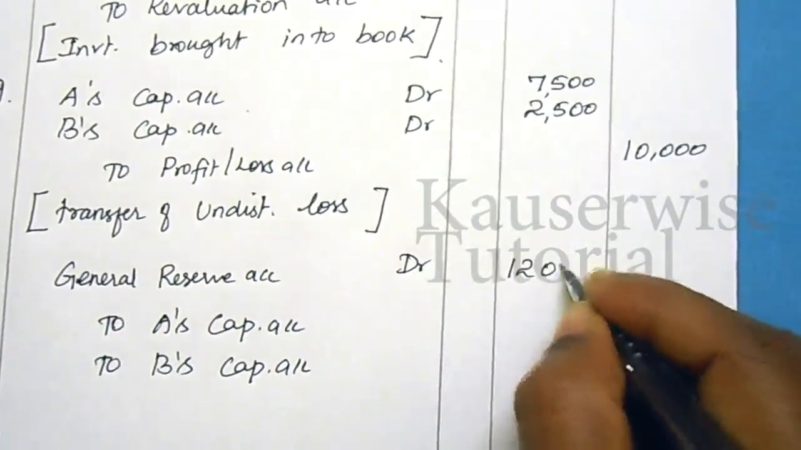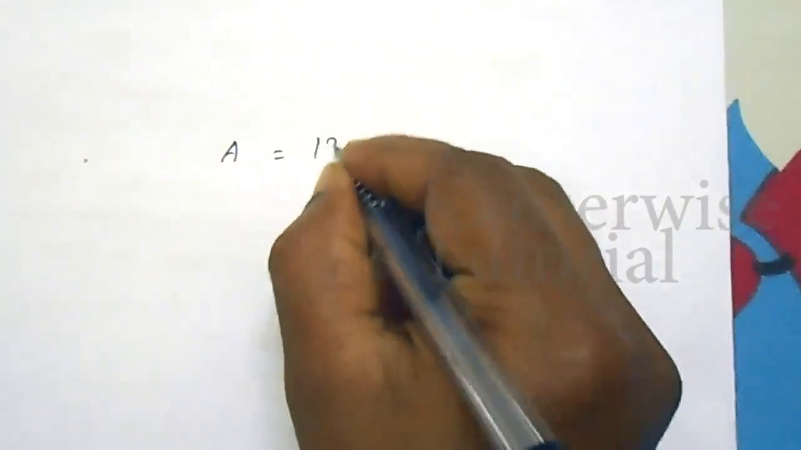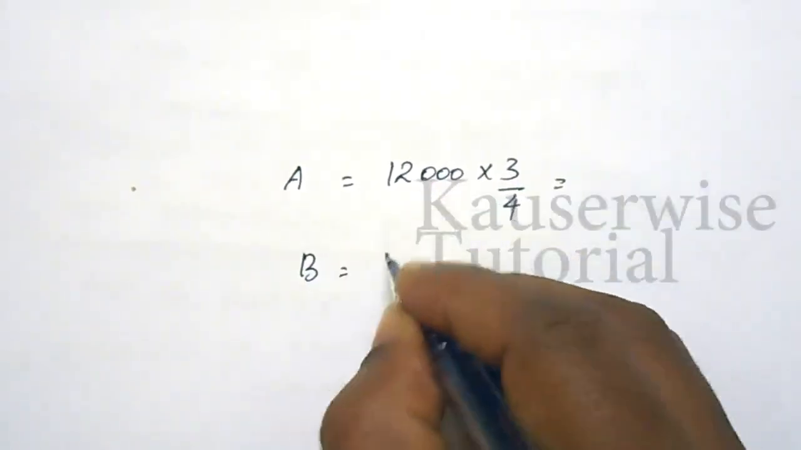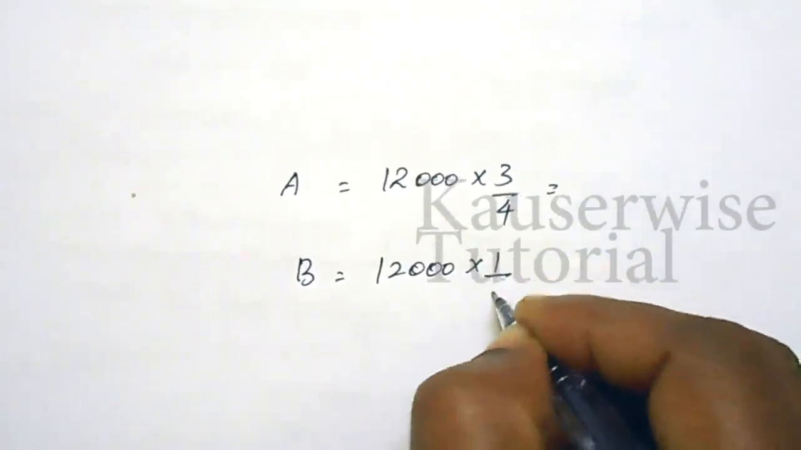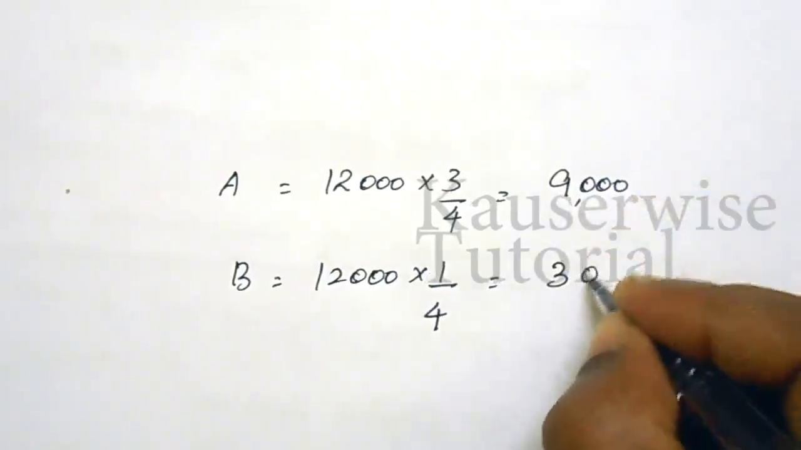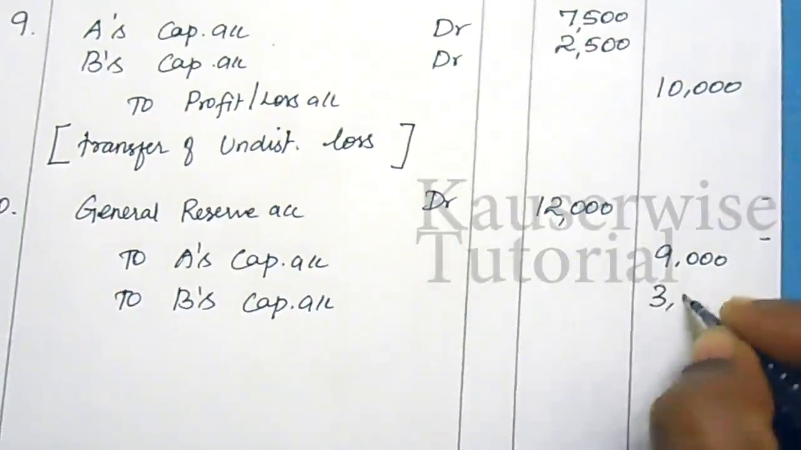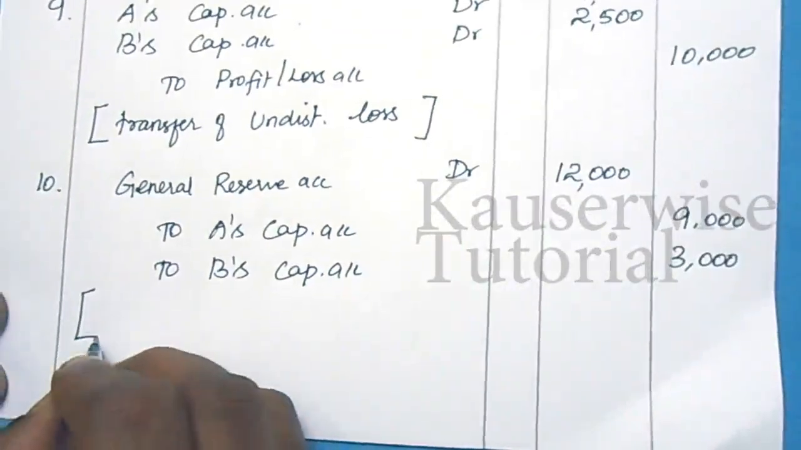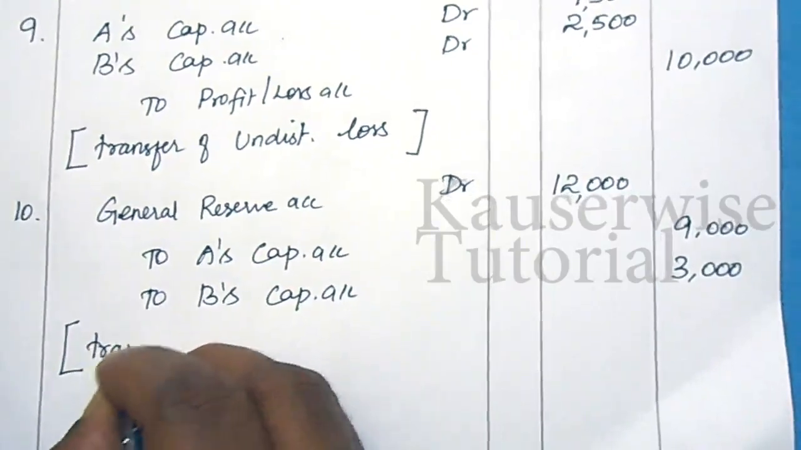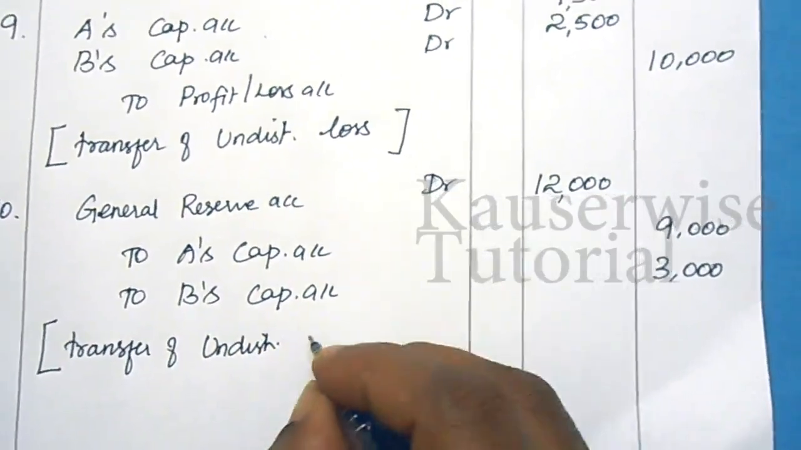How much? 12,000 is there now. Their old profit sharing ratio is 3:1. For A, 12,000 into 3 by 4. For B, 12,000 into 1 by 4. For A, 9,000. For B, 3,000. Narration: transfer of general reserve to old partners' capital account, transfer of undistributed reserve.